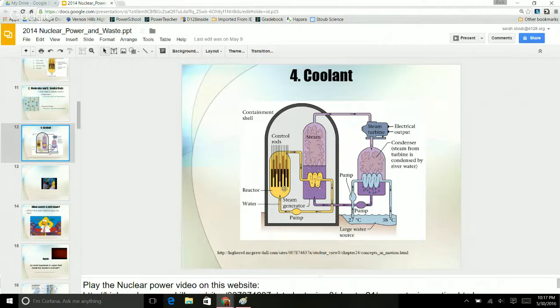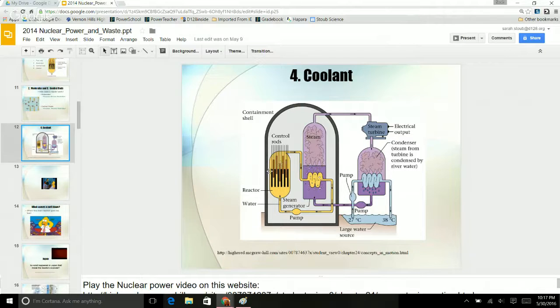Now there are lots of neutrons, 3 neutrons that come out of every reaction, so we have to absorb some of those. That's what the control rods do. The control rods absorb the extra neutrons so the reaction doesn't go crazy and basically explode the whole place. So yes, the uranium is going through fission, and the control rods are soaking up the extra neutrons.